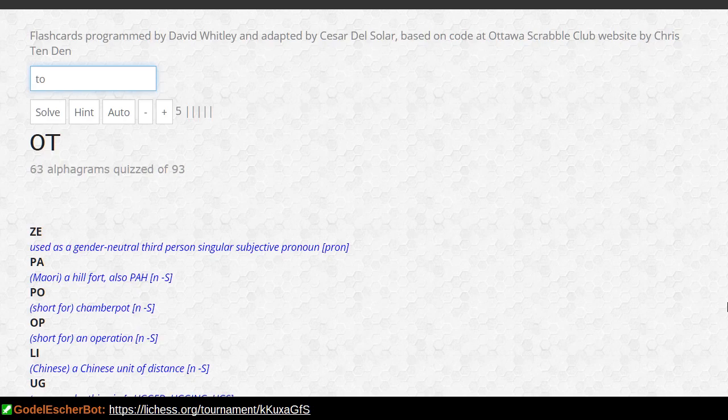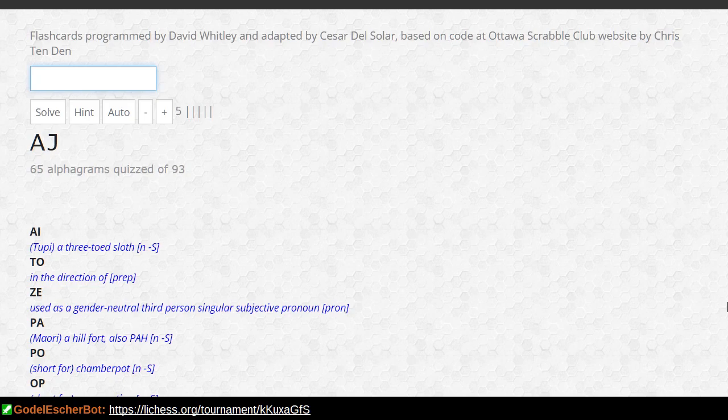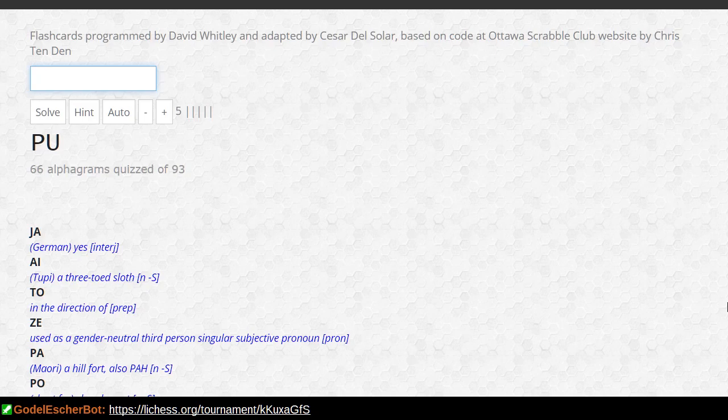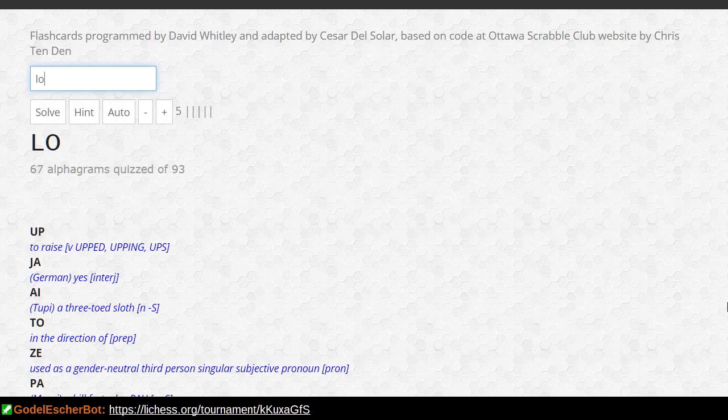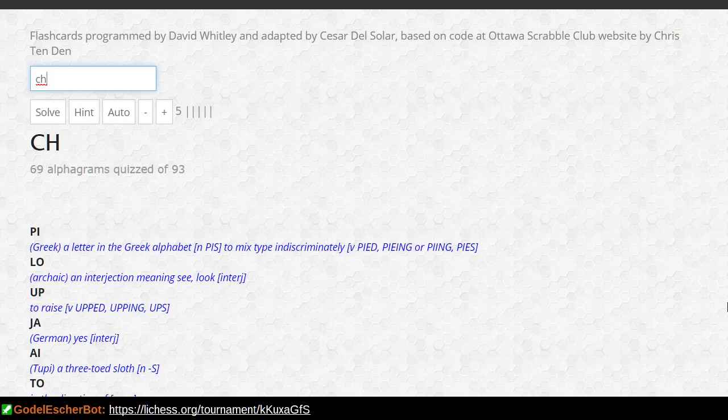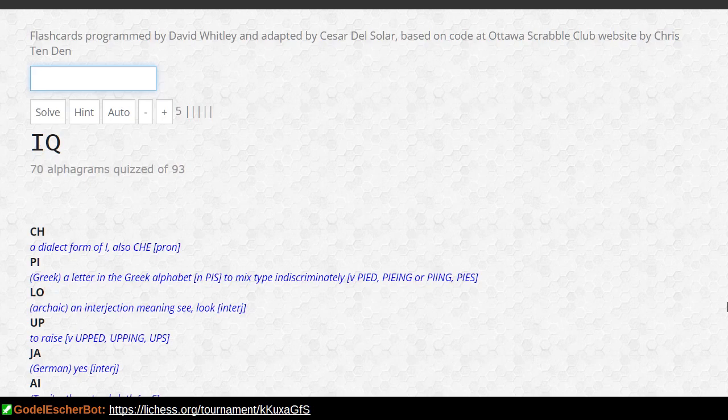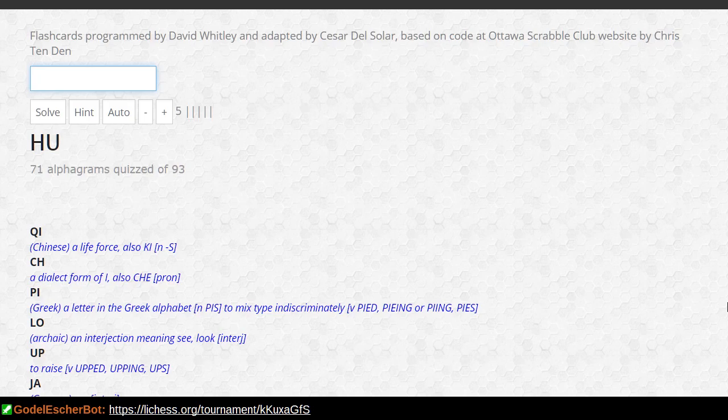And there's two. AI, I think. A three-toed sloth. And Tupi. I don't even know what Tupi is. Ja. German for yes. And there's up. Low. High. CH is referenced in Better Know a Letter as a dialect form of I. CHE. Huh. Strange. And there's chi, also from Better Know a Letter. A life force.